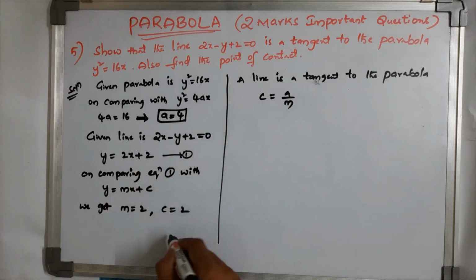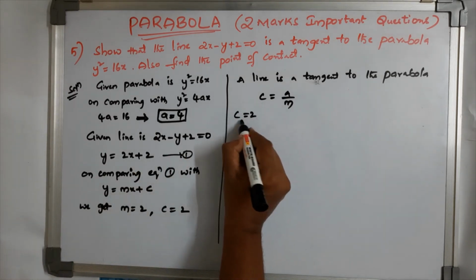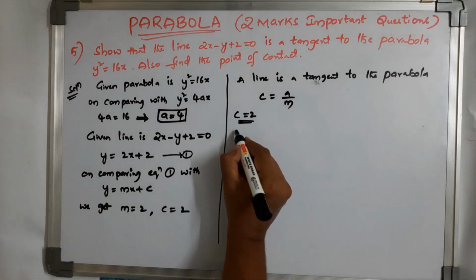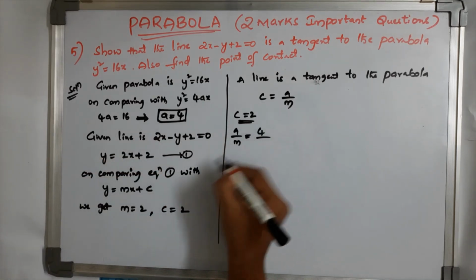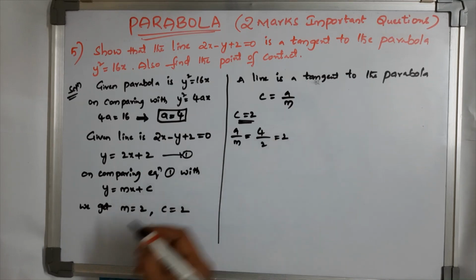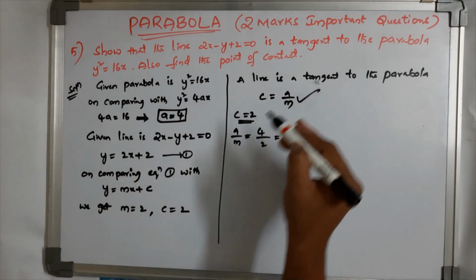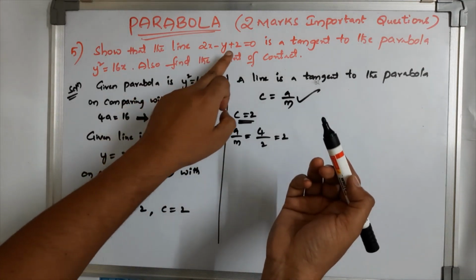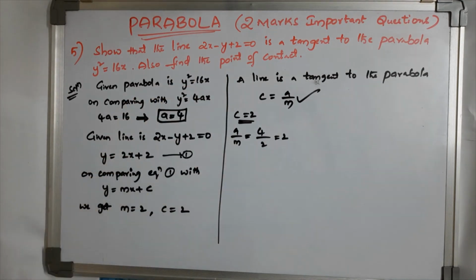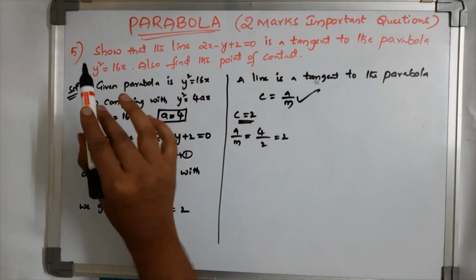We know the value of c is equal to 2. We have to find a by m. What is a? 4. What is m? 2. That is equal to 2. So it satisfies the condition, so 2x minus y plus 2 is equal to 0 is a tangent to the parabola. Okay.